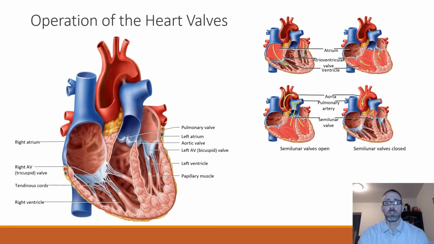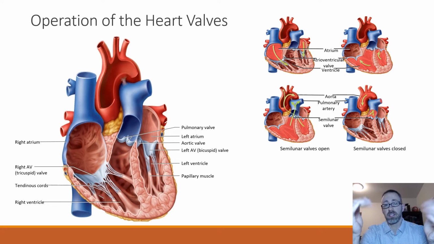Okay, so now I want to talk a little bit more about those valves. First off, the valves that separate the atria from the ventricles are referred to as AV valves, or atrioventricular valves. The right side of the heart has a specific name, the tricuspid valve, because it has 3 cusps. When the valve is shut, separating the right atrium from the right ventricle, those 3 cusps come together at what we call the commissures.